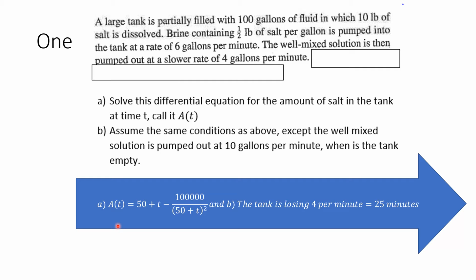The answer that you should have got, this is a linear first order differential equation to solve once you set up the model. A of t should have been 50 plus t minus 100,000 over (50 plus t) squared. And there was a part B, and the tank was losing 4 gallons per minute, so it would take 25 minutes for it to get empty.